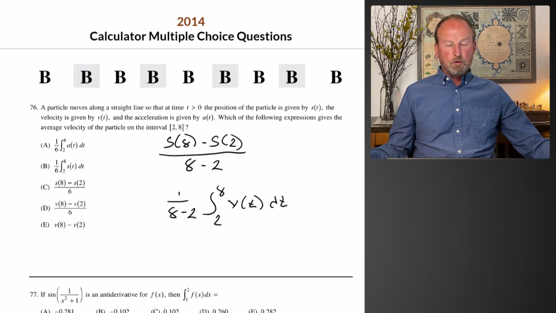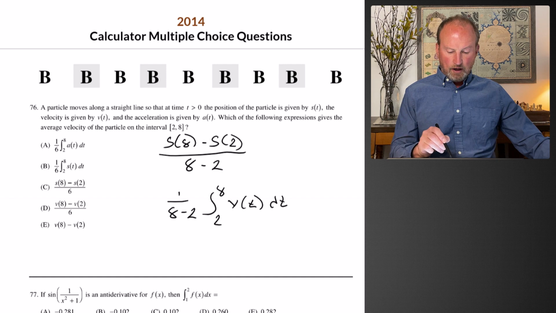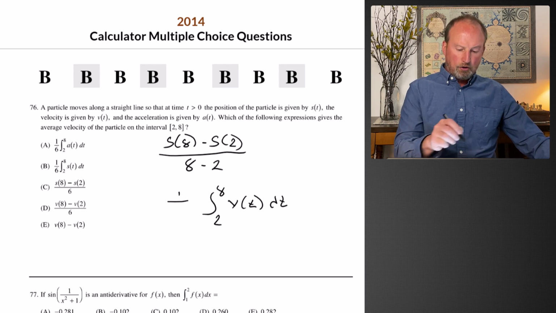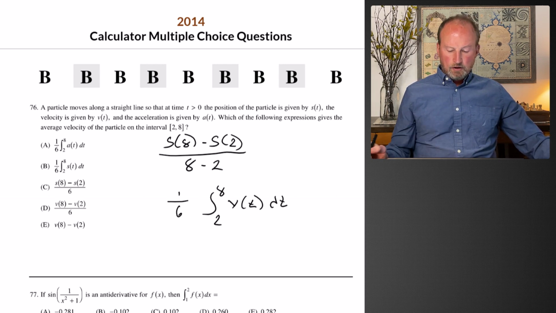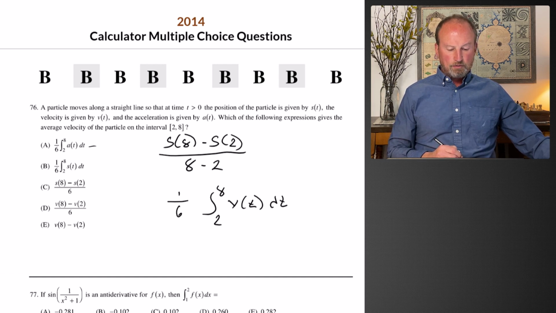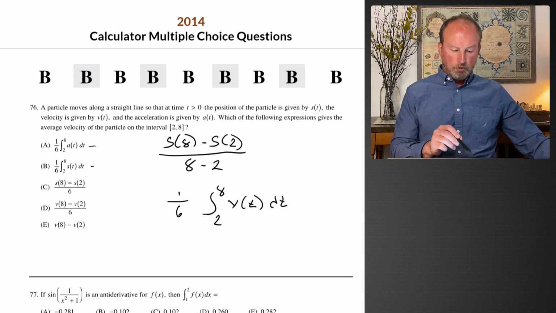So let's look at which one I see. Letter A. Nope, let's go through what we're looking at, that'll help us. 1 over 6 looks like what I have right here, 1 over 8 minus 2, right? So 8 minus 2, I can write that as a 6. So I can compare to what I have written down there. So this is average acceleration. Letter B is average position. So those aren't the right ones. Well, there's letter C, that's the one we just talked about right there. So I know that's my answer.